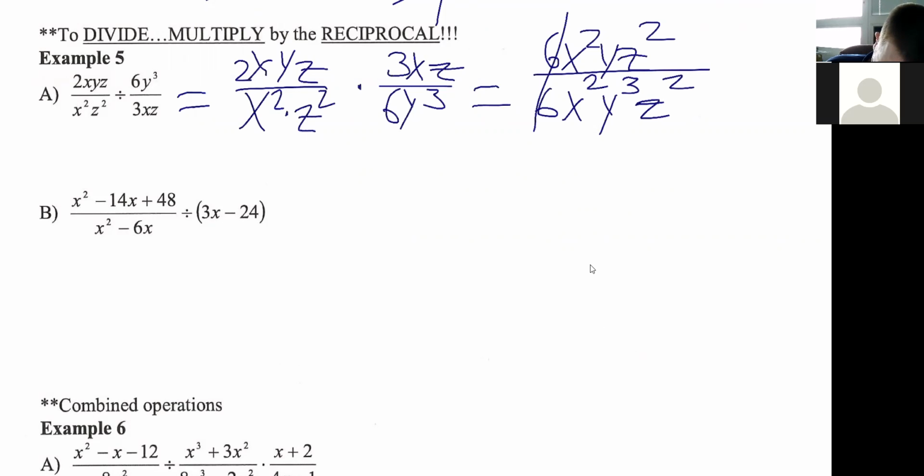So the 6's cancel, the x squareds would cancel. This is a case we actually didn't see: the z's are actually going to cancel. So pretty much everything cancels except the y.